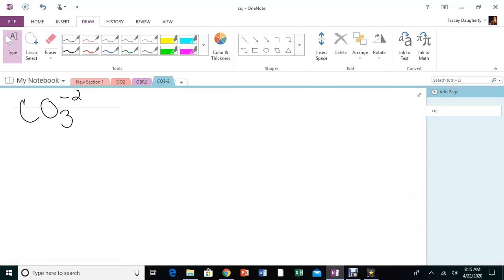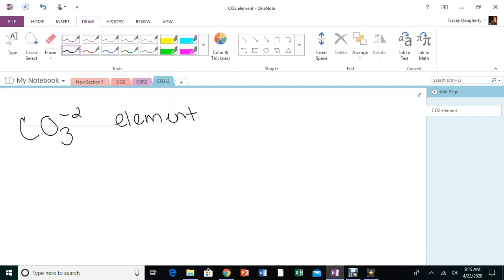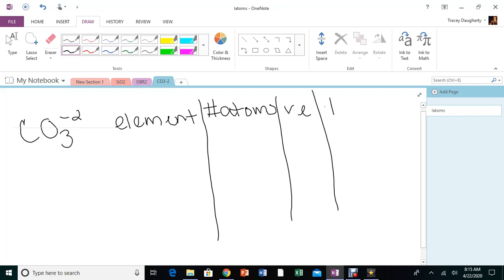And then the last example I want to do is CO3 minus 2, another ion. So here I want to do this ion. So element, number of atoms, valence electrons, and your total.